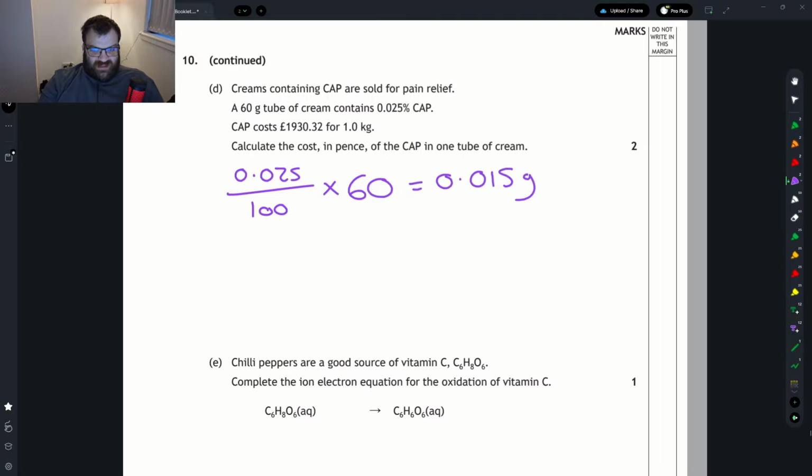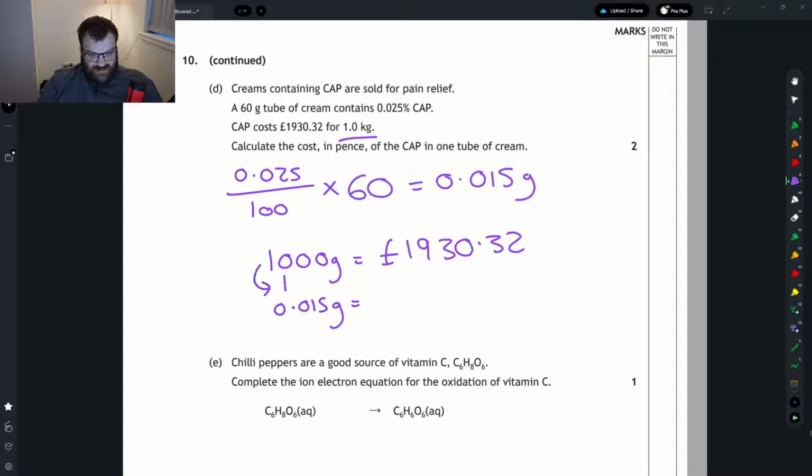This is in grams, but the price is for a kilogram, so let's convert that. 1,000 grams is £1,930.32. So 0.015 grams will be divided by 1,000 times by 0.015. Do the same to 1930.32. Divide by 1,000 times by 0.015. I make that out to be 0.895.